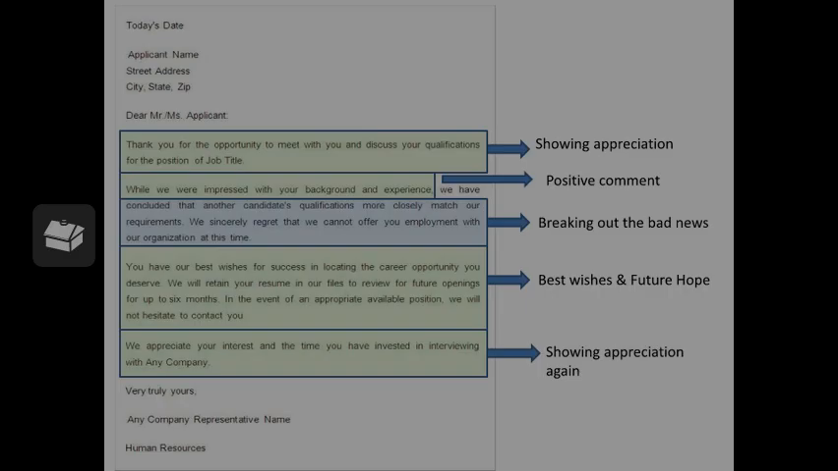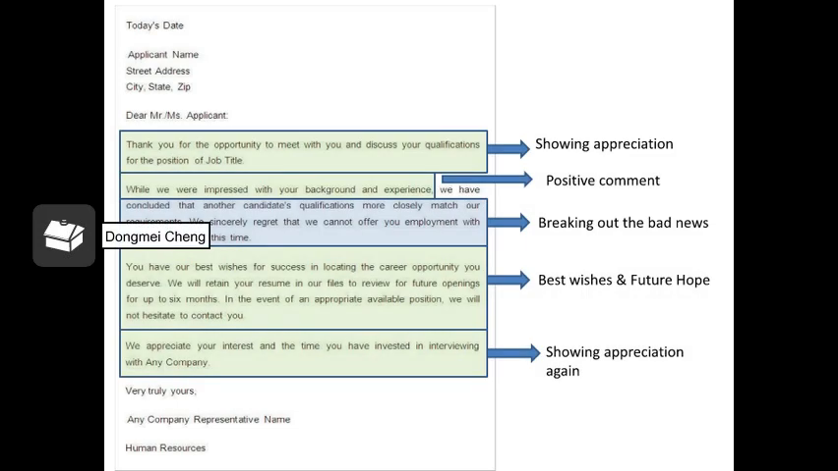In this letter, we separated the content into two types. One type is highlighted with the greenish color, and these are all positive thoughts or things that are on the positive side. And the only thing that's on the negative side, which is the actual breaking out of the bad news part, is in the middle of the message. And this one is highlighted in the bluish color.